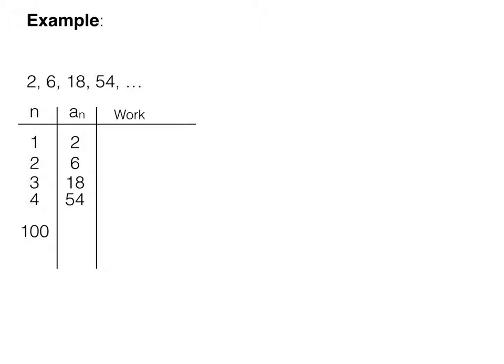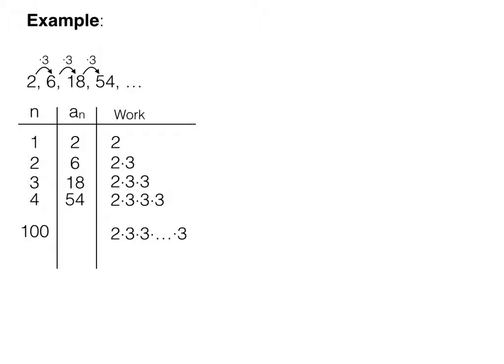Let's look at our work. So we start with 2, and then how did we get to 6? Well, we did 2 times 3 to get 6, so let's write 2 times 3. And then how did we get 18? Well, if we go all the way back to the start to 2, we do 2 times 3 times 3. So let's write that down. And to get the 54, it would be 2 times 3 times 3 times 3. So we'll write that down.